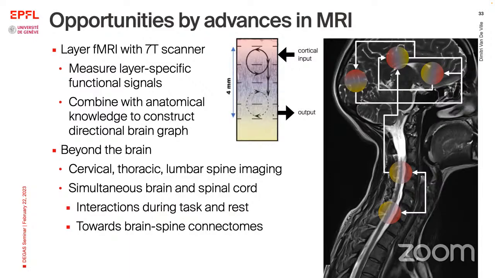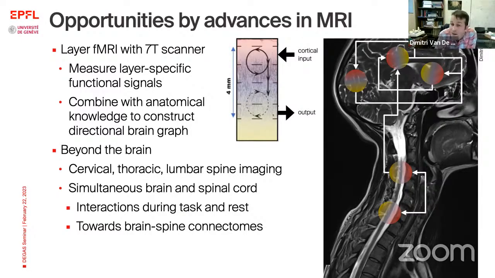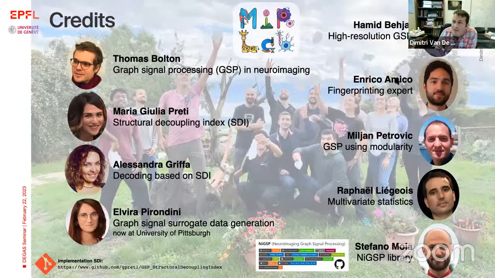I was wondering whether you think that the structural decoupling index could also be used as a biomarker for disentangling pathological traits, such as in brain tumor patients or stroke, where there are huge lesions? Yes, I think so. As I mentioned, Enrico has been working on fingerprinting using functional connectomes. So not yet SDI, but functional connectomes.